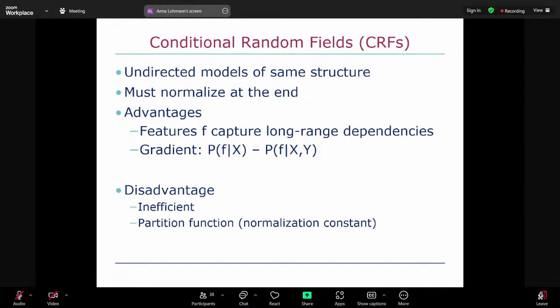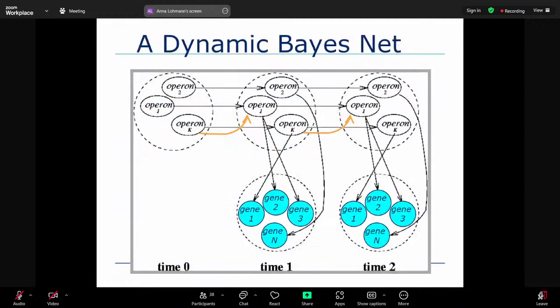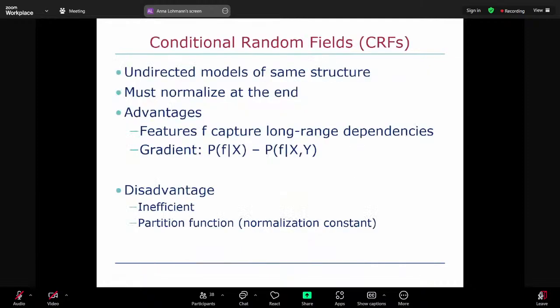So CRFs, you could imagine the very same structure I just showed you, but make the arrows undirected. And there's a big caveat, which is that you have to normalize at the end. Your values, your answers you get, your probabilities are not normalized as they are in the Bayes net. I'll say why that's a big problem in a minute.